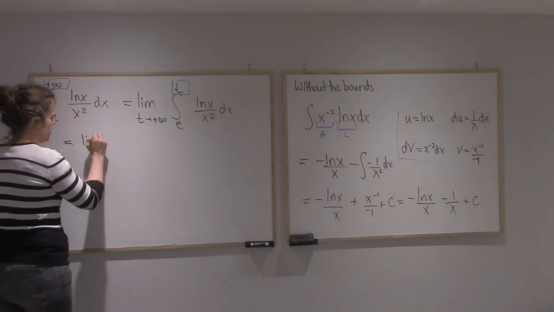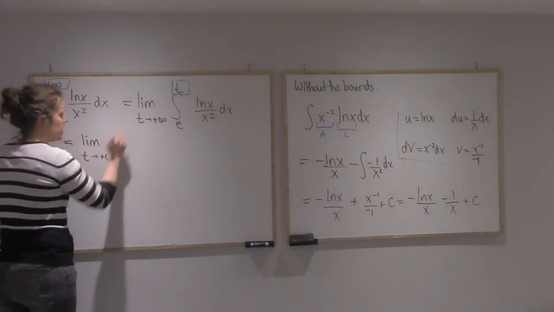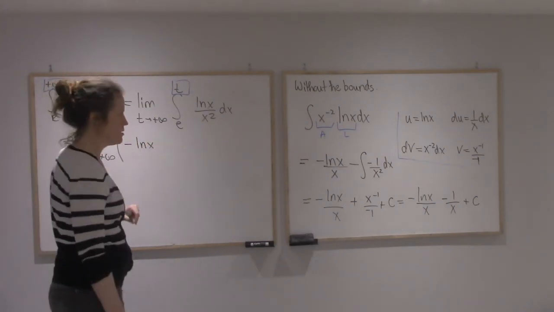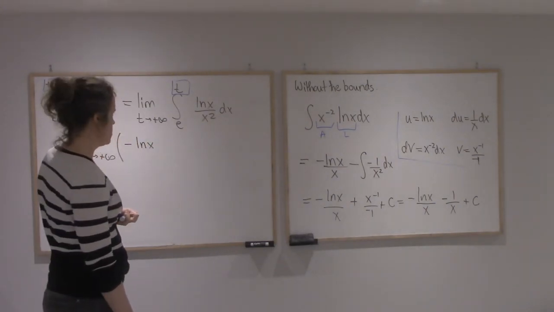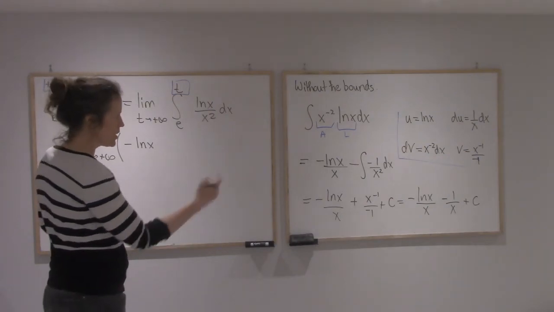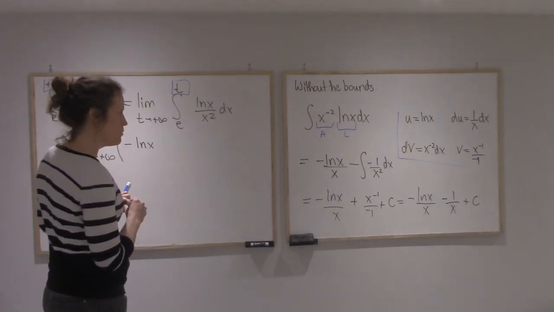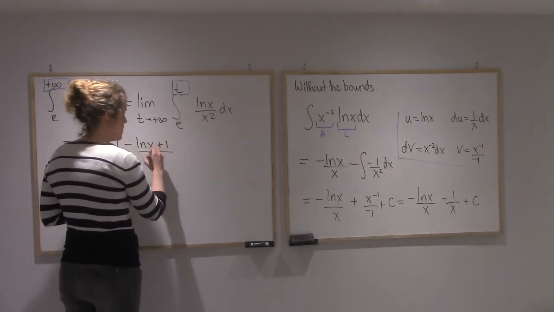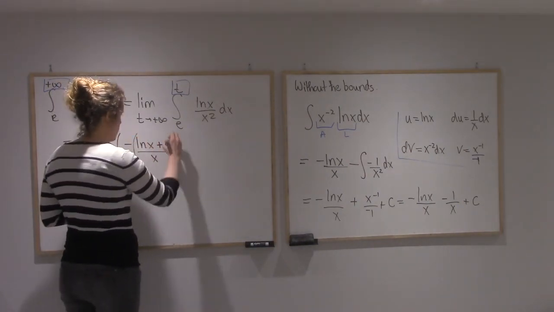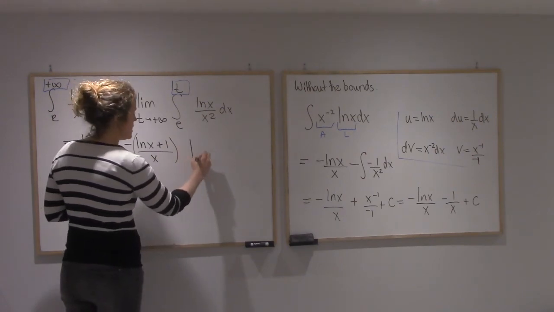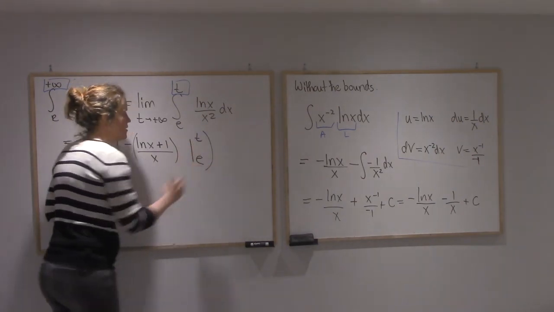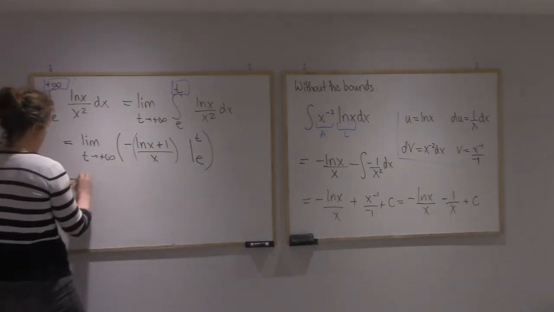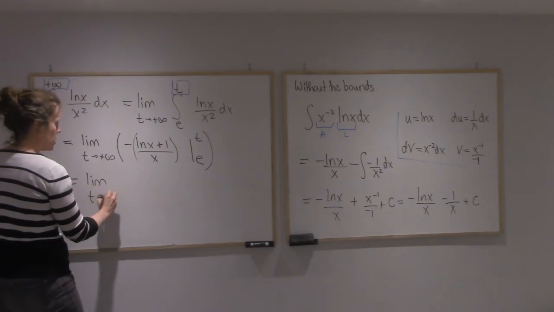So I'm going to get the limit as t goes to positive infinity. I'm going to have minus log of x over x minus 1 over x. Let me put it together. They have the same denominator, so might as well: minus log of x plus 1 divided by x. And I'm going to plug in e, and I'm going to plug in t. Alright, so this is FTC part 2. Now I'm going to plug the two bounds, the top one first.